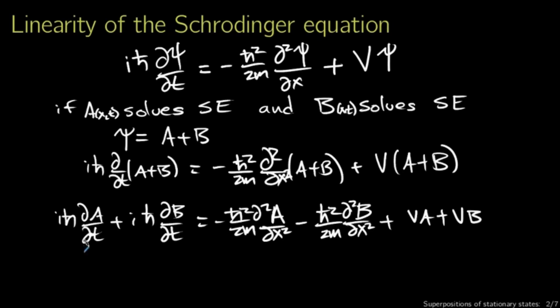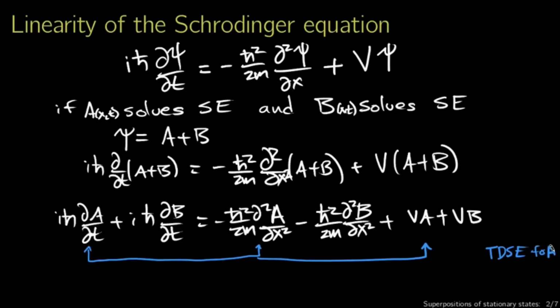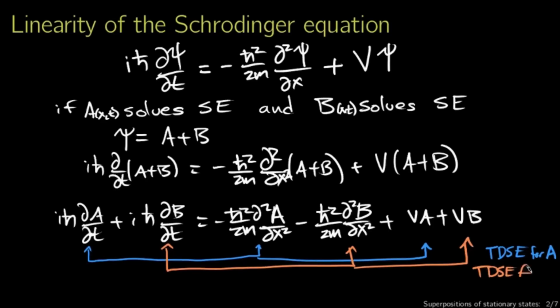Now, you can probably see where this is going. This, and this, these three terms together make up the time-dependent Schrödinger equation for A. And this, and this altogether, that's the time-dependent Schrödinger equation for B.